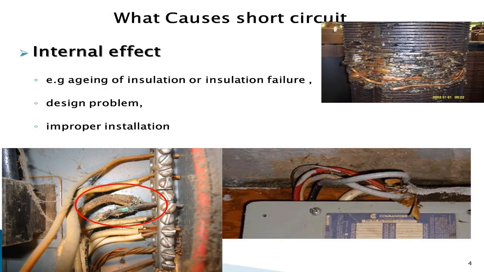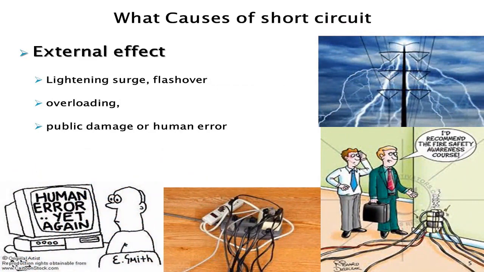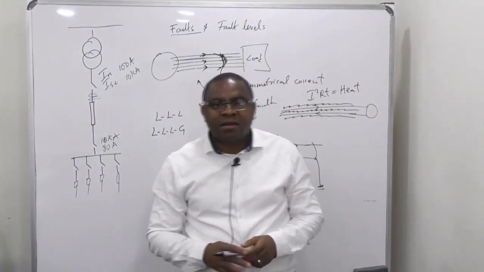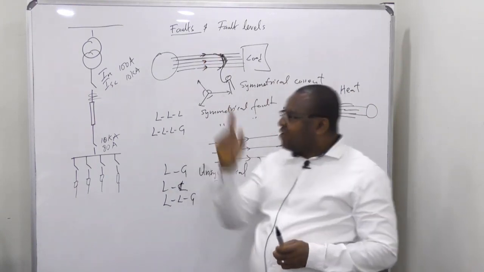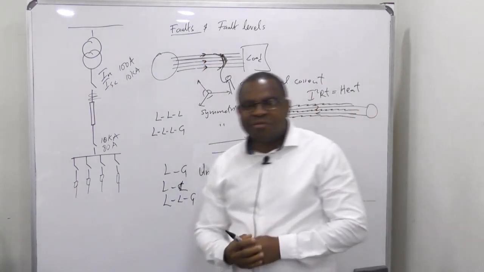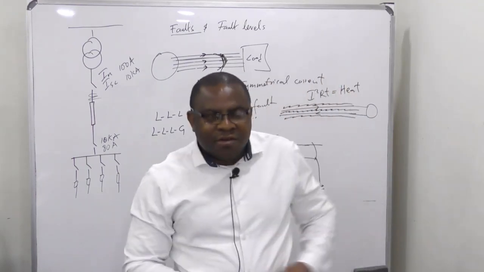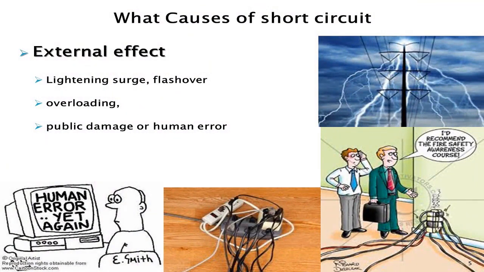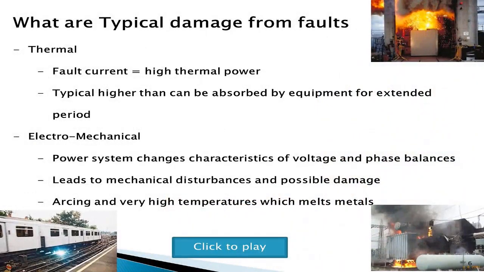And also improper installation. Those are things that can cause faults. Other external effects that can also cause faults are things like lightning surge, lightning striking on the line. You know what I mean? And overloading, and also public damage or human error. All these things can cause short circuits or faults on our system.